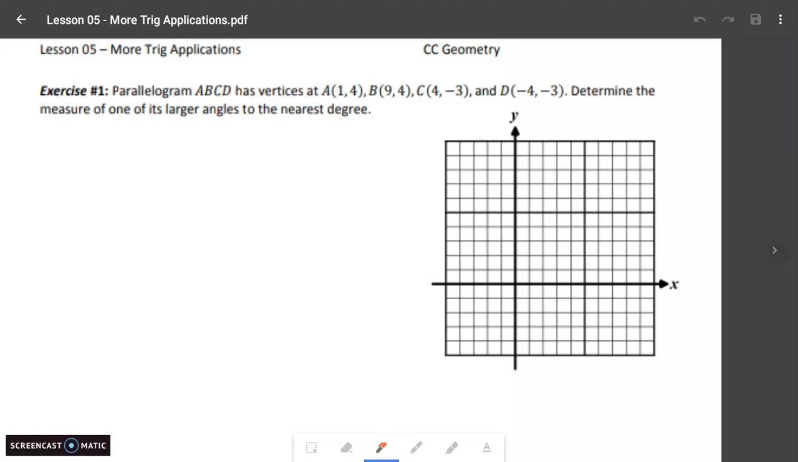In this video, we're going to see how trig can be connected back into some of our older topics from the year. So first, in this first exercise, we have parallelogram ABCD has the vertices given and determine the measure of one of its larger angles to the nearest degree. So let's first plot these points.